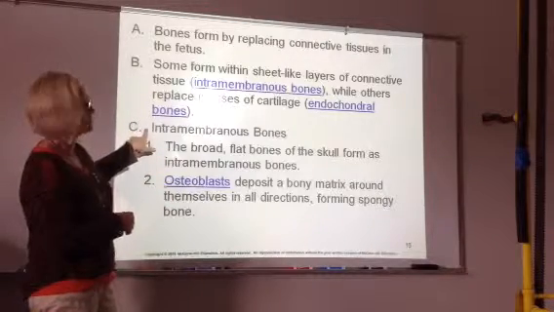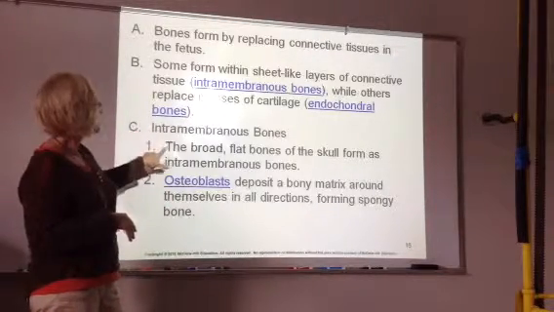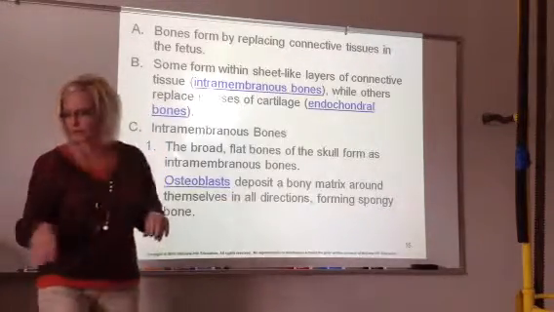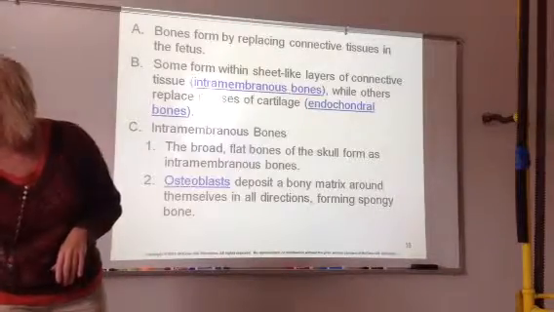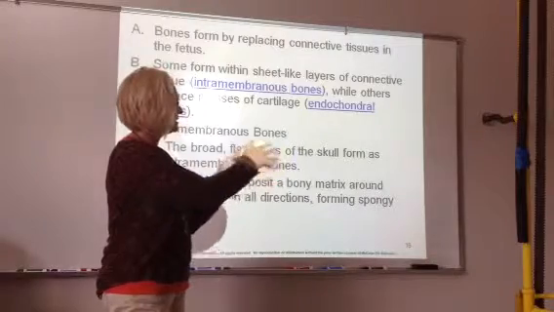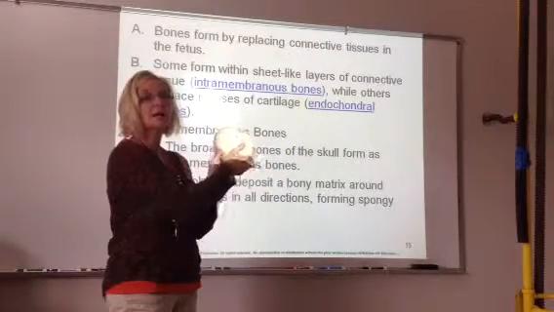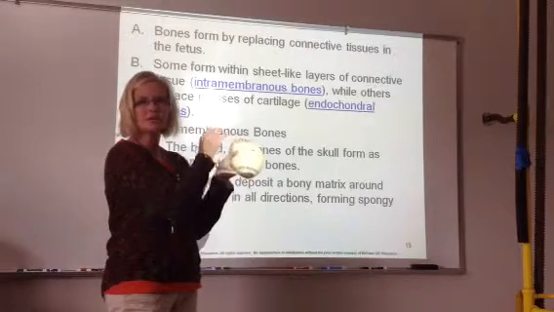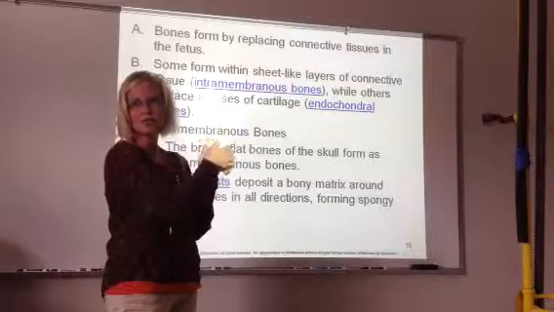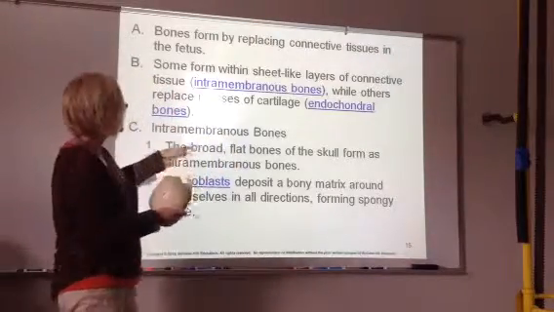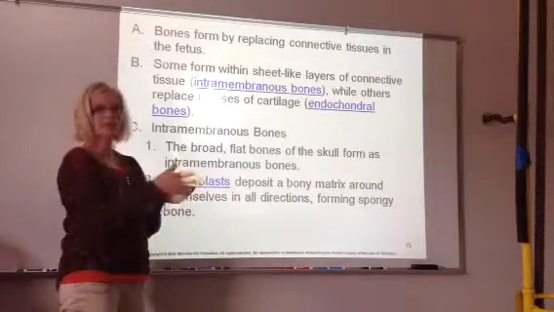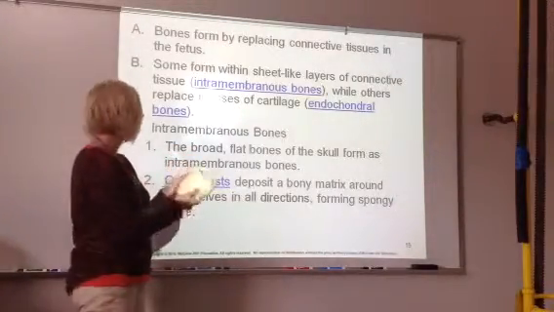So intramembranous, sheet-like, they're broad, flat bones, and pretty much your skull. If I take the skull, when the skull is formed, it's basically formed in sheets. The soft spot in the baby's head is basically where your bones have not fused together yet. So in your skull, bone is formed in sheet-like layers and makes a very flat surface.